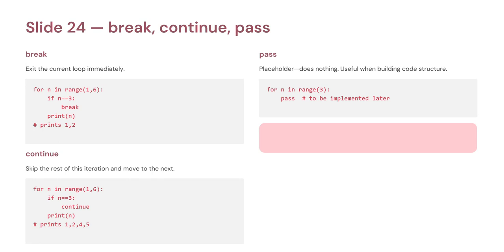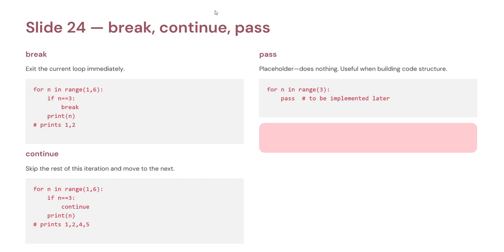Pass statement. Now let's talk about pass. Sometimes while developing software, we create a structure but don't want to write the code yet. Python does not allow empty blocks, so we use pass. For example, here: for n in range(3): pass. Here Python does nothing. It simply moves forward.